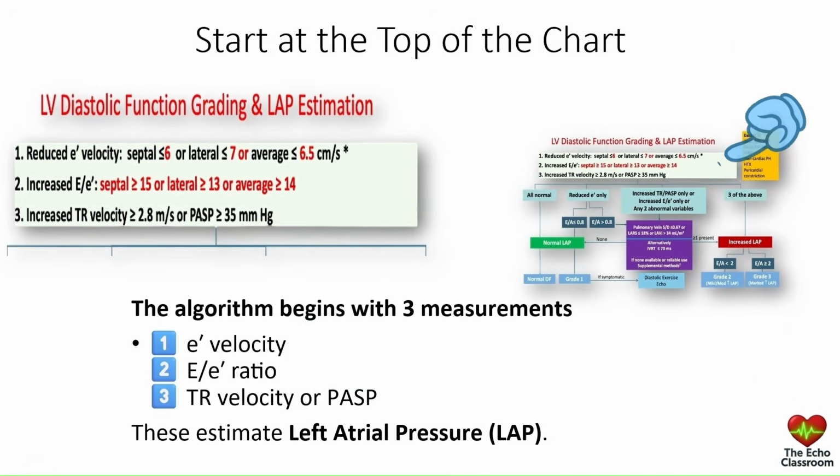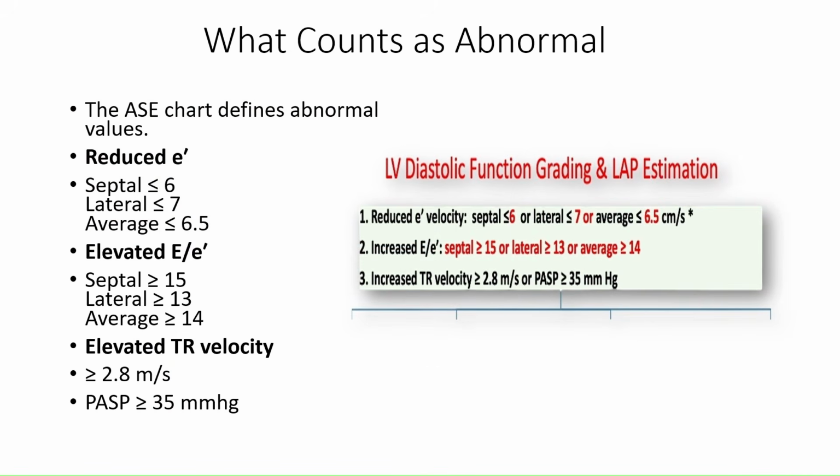So we start at the top of the chart. When you first look at the ASE chart, the very first thing you see at the top are three measurements. These are the measurements that we use to determine whether filling pressures are elevated. So what counts as abnormal? Remember, these are simply the cutoff numbers. When any one of these cross the threshold, they're considered abnormal.